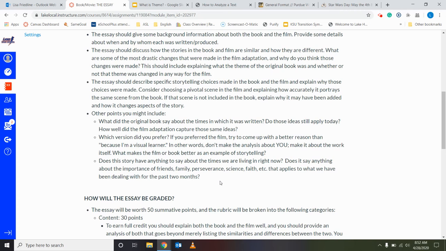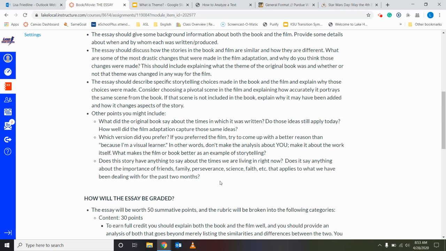And then lastly, what does the story say about the times we're living in right now? Does it say anything about the importance of friends, family, perseverance, science, faith, whatever, that applies specifically to what we've been dealing with for the past 2 months?